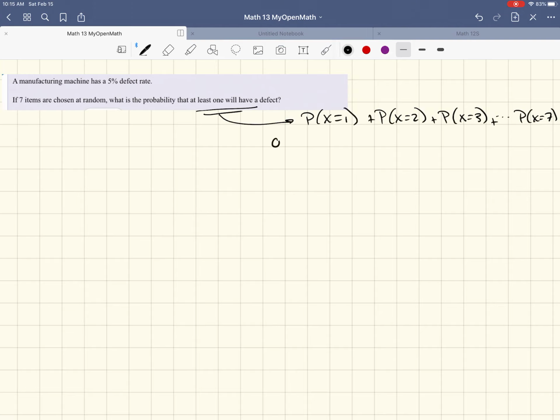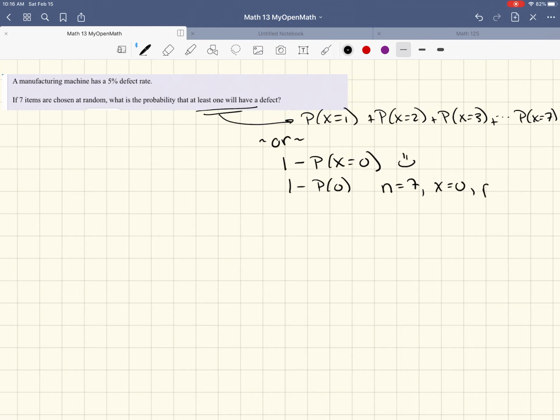So instead, we could figure out the complement of the probability that none have defects. This is much faster. So this is what we're going to do. So the probability that none have defects, I'm going to call that just P of 0 for short now, is, let's see, that's a binomial probability distribution. So we have, let's see, 7 items are chosen, so n equals 7. The probability that none have defects, so our random variable x is 0 successes.